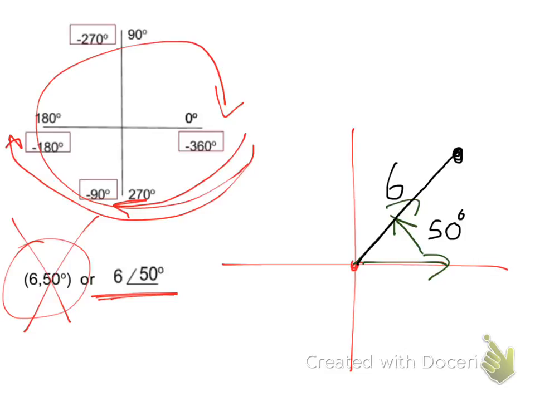Therefore, I turn 50 degrees and I walk straight out. Now, I'm going to demonstrate this by walking in front of the room. It's not going to be on the video, so I might as well pause it.